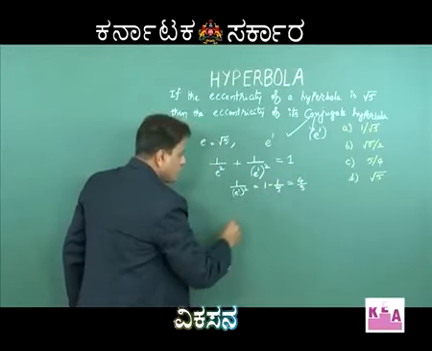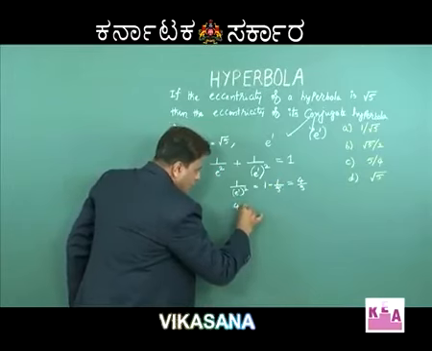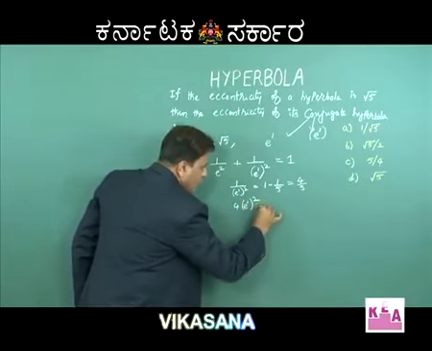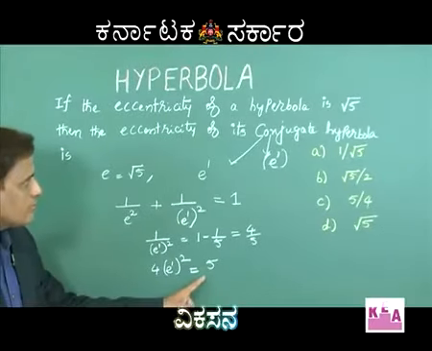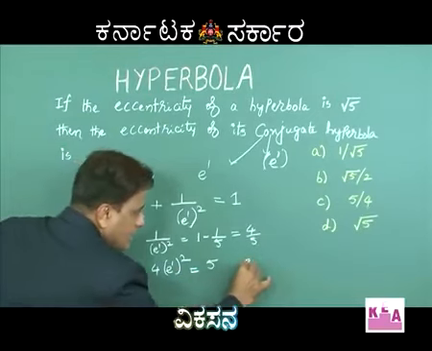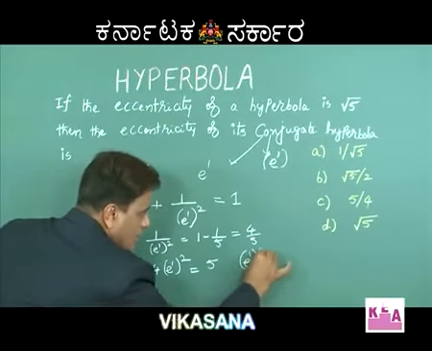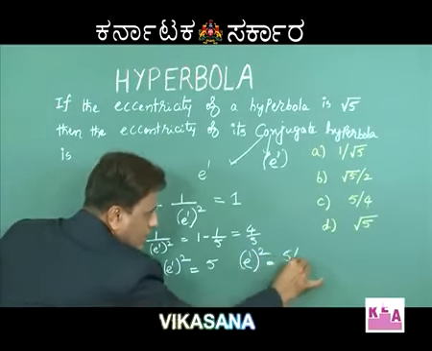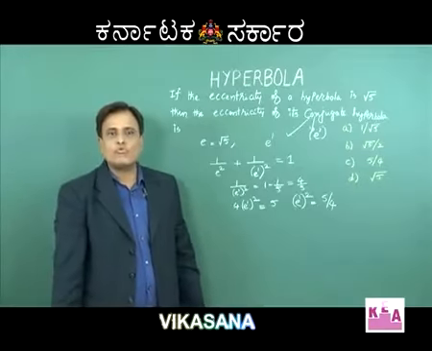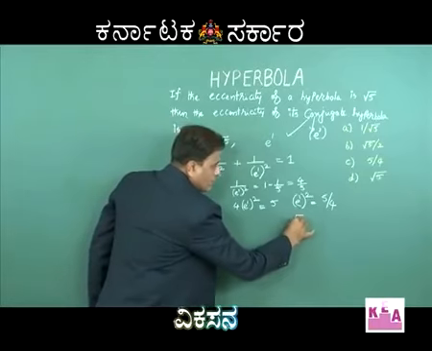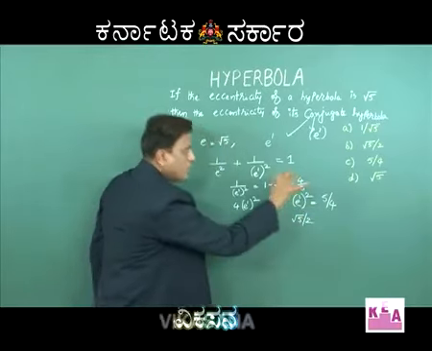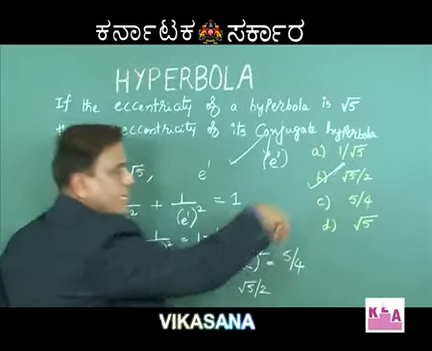Therefore, cross multiplication: 4 times E dash square will be equal to 5. Then E dash square will be 5 by 4. E dash square is equal to 5 by 4. Then E dash will be root 5 by 2. The right option is B; B is the right option.